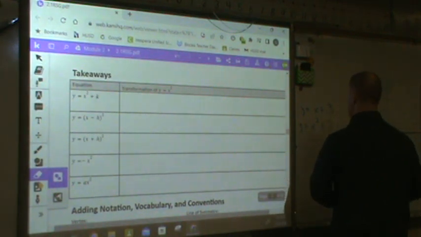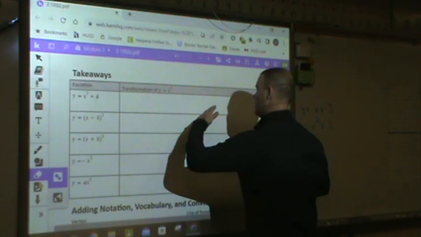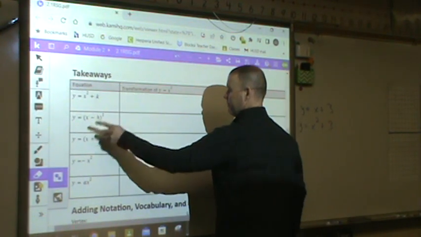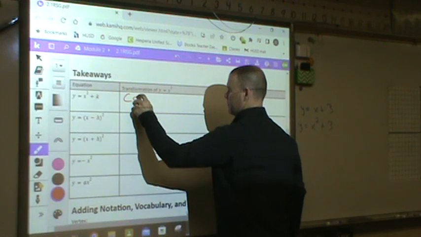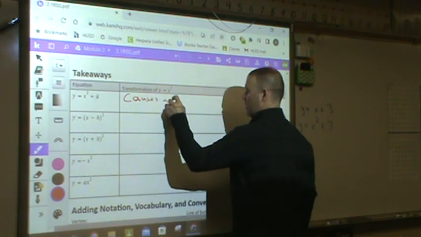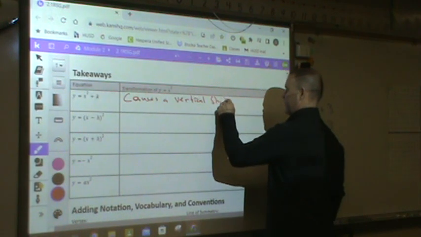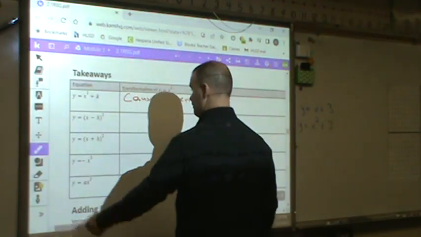Stop and think about what the plus 3 does in a linear function. In a linear function, we saw that the plus 3 caused the line to shift up or down. Guess what k does? K causes a vertical shift. Okay, so the k value causes a vertical shift.